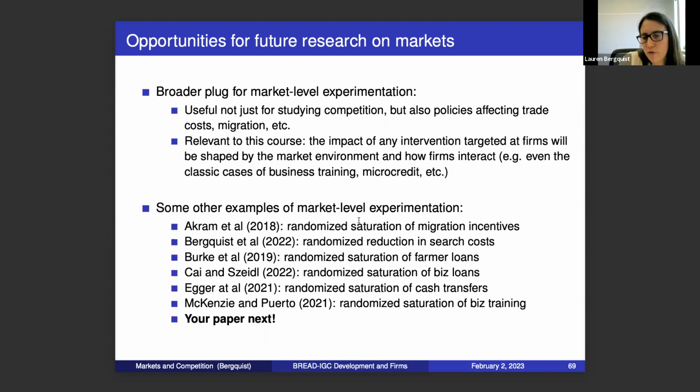Just to highlight a few: randomized saturation of migration incentives. I've got some work randomizing a reduction in search cost. I mentioned before this microcredit thing. There's a really nice paper by Jing Cai and Adam Szeidl, basically randomizing the saturation of loans across firms. And they do actually find a good deal of business stealing happening. Randomized saturation of cash transfers, business training, et cetera. If you note the dates on all these papers, they're all pretty recent. I think this is a really exciting but new place that the literature is going. And so I would love to see your paper here next.